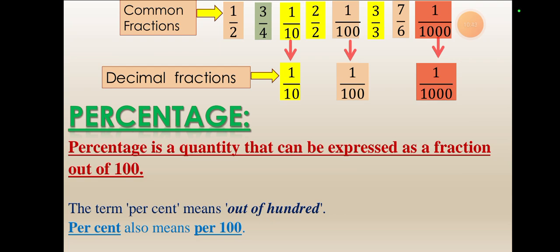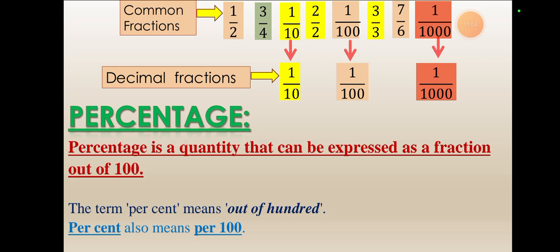Like 1 over 2, 3 over 4. No, 1 over 10 is not a common fraction, but I'll tell you. 1 over 2, 3 over 4, 2 over 2, 3 over 3, 7 over 6. These are all common fractions. But you would be thinking, why have I not taken the name of 1 over 10, 1 over 100 and 1 over 1000? Because these are decimal fractions.